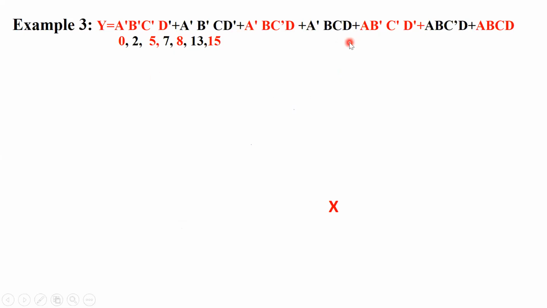For my convenience, what I had done is I had written the min terms inside: 0, 1, 2, 3. Then from here you can write A dash B dash C dash D dash, meaning 0 0 0 0. So that way it is my 0 min term. Then A dash B dash C D dash, meaning 0 0 1 0. So 0, 0, 1, 0 means 2.